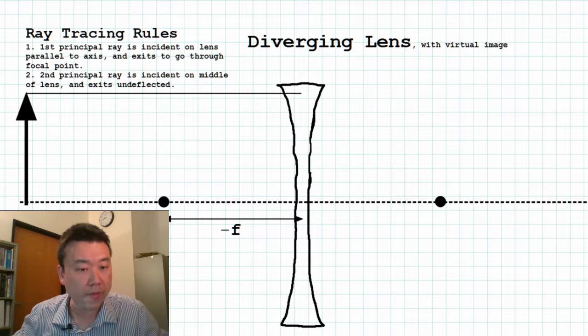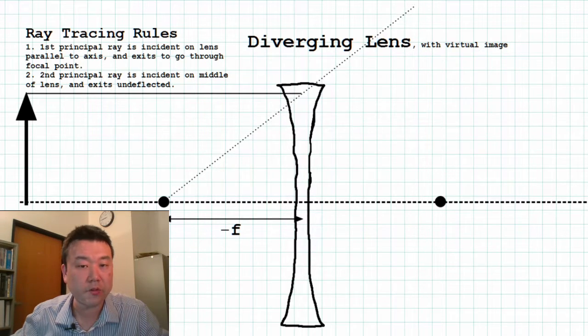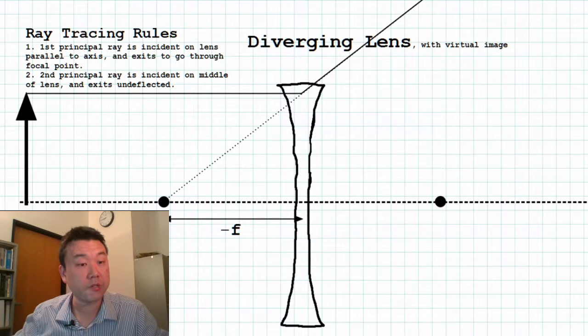So let me draw one helpful figure. It's this line of sight from the focal point on the incoming side to the point where the first principal ray is crossing the lens. Let me extend this out a little bit further so that I can use this as a guide. Now, this is a dotted line because the ray is not actually following along this entire line. There's one portion of the line that the actual ray follows. It's this portion that I'm tracing right now. Good, so that's the first principal ray.